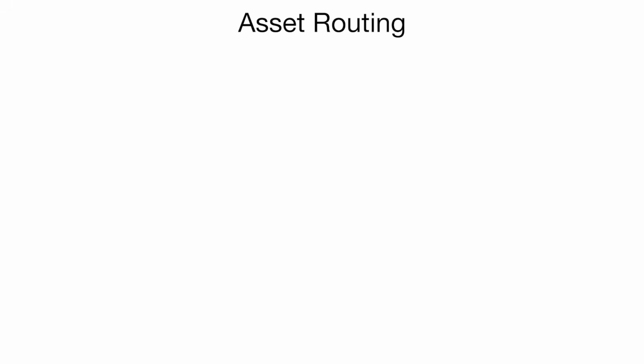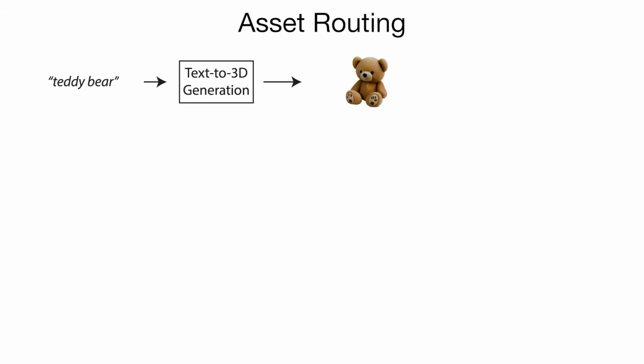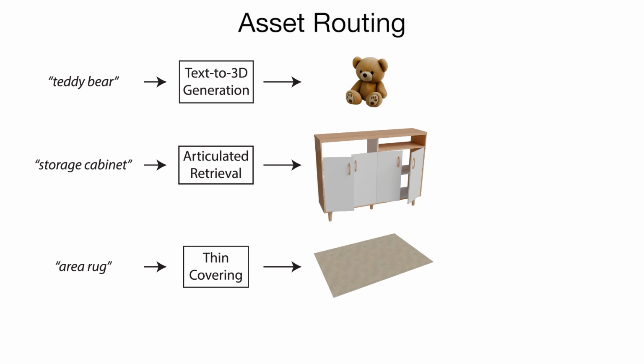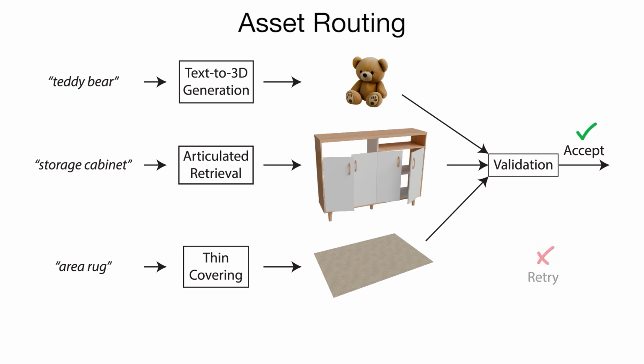When the designer needs a new object, an asset router directs a request to the right strategy. A teddy bear is generated on demand via text-to-3D. A storage cabinet with doors is retrieved from an articulated object library. And an area rug is created as a thin covering, a lightweight textured surface. Every asset is validated before being returned to the agent with automatic retries on failure.